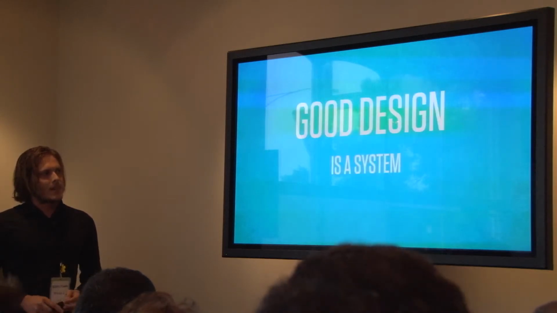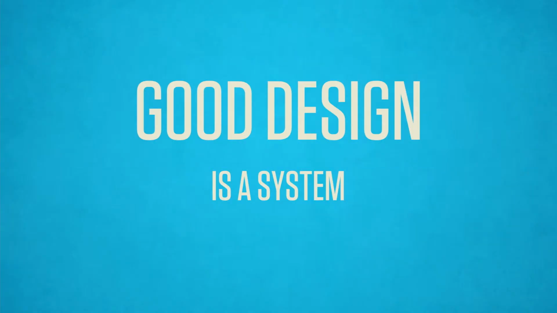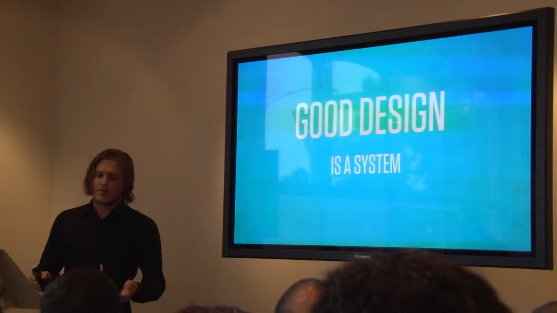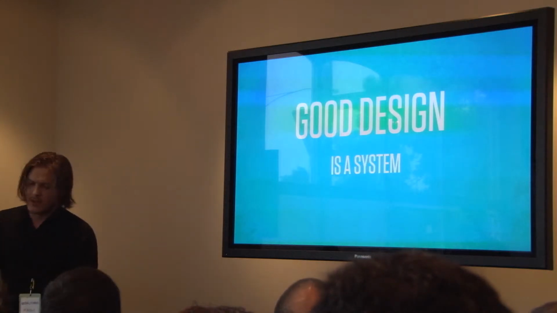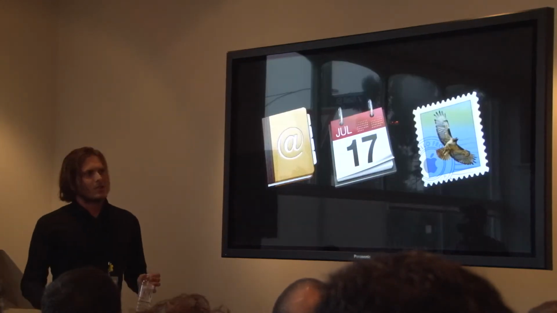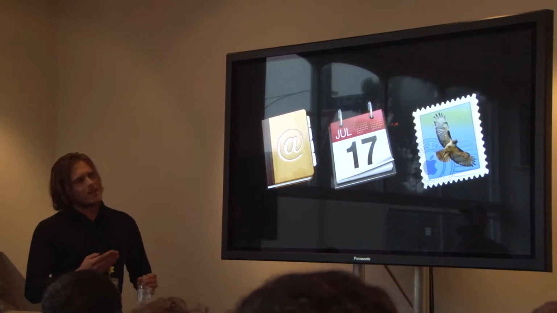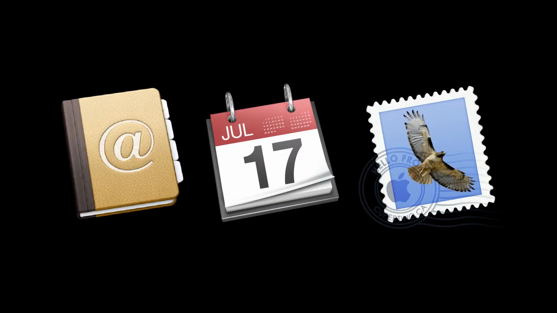Good design is a system. It's not just one little layer of veneer. Good design can be a system in many different ways. It can be as simple as having a color palette, or having a consistent bunch of icons in a Mac, for instance. They have a consistent angle, so you can see that it's a consistent whole. It just belongs together as a family.